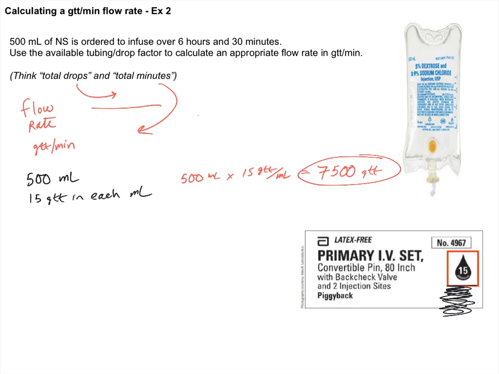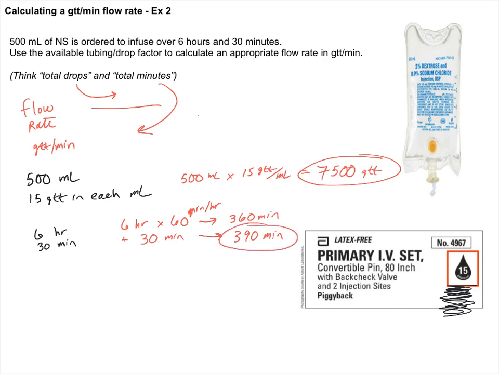Now let's think about the infusion time. There are 6 hours and 30 minutes. And what I need to find is the total number of minutes. So I know 6 hours times 60 minutes will give me a total of 360 minutes. Right? And this 60 is the number of minutes per hour. And I know there are also the 30 minutes, so I have to add in the 6 hours and 30 minutes. So I get 390 minutes. This is the total number of minutes in my infusion time.